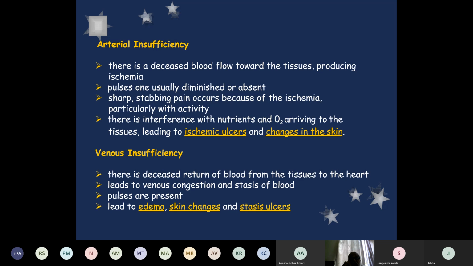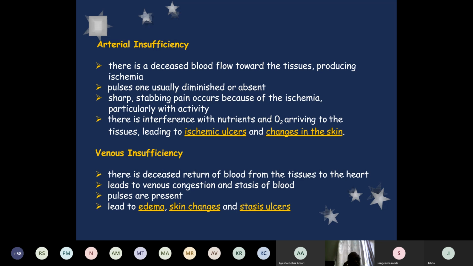There is decreased blood flow towards the tissue, producing ischemia. Pulses, usually on the affected side, are diminished or absent. A sharp stabbing pain occurs because of the ischemia, dying cells. There is interference with the nutrition and oxygen arriving at the tissue or cellular level that may lead to ischemic ulcer and changes in the skin, and they are called pre-gangrenous changes.